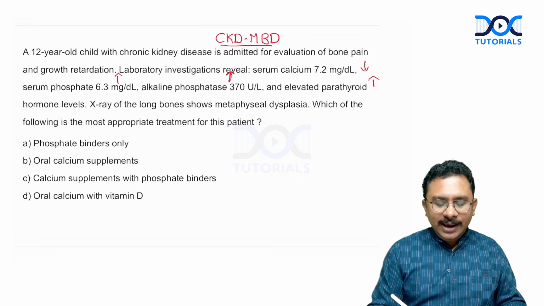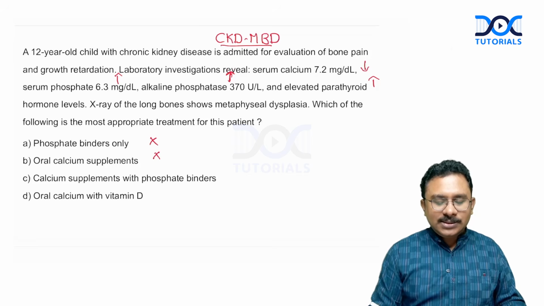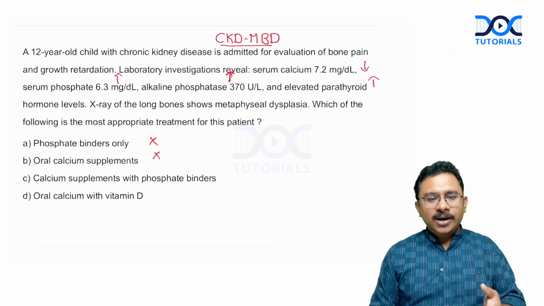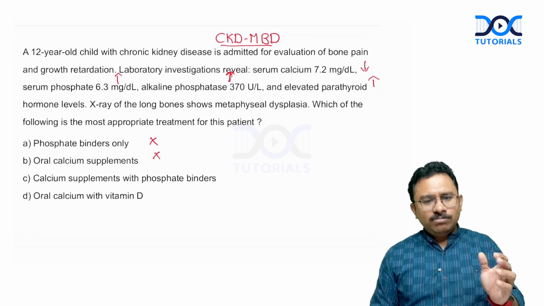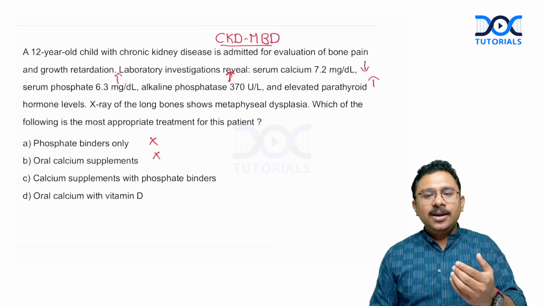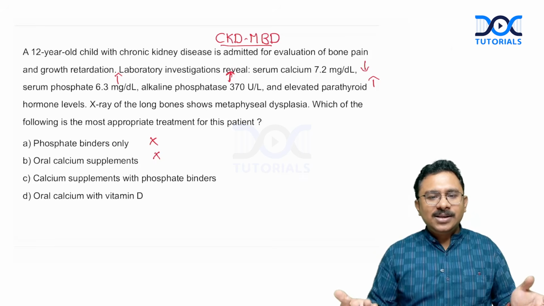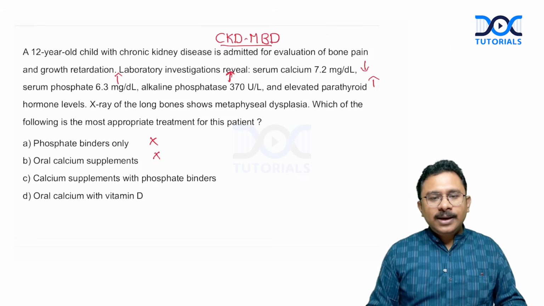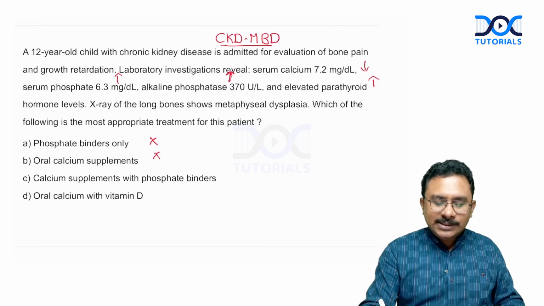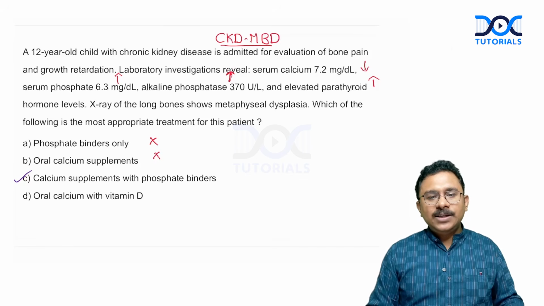So options A and B are eliminated because phosphate binders are useful, but alone, no. I think you have to consider correction of the calcium as well. Calcium alone without phosphate correction, again, is not advised. Calcium supplements with phosphate binders, yes, that is a possibility. Calcium supplements with phosphate binders.